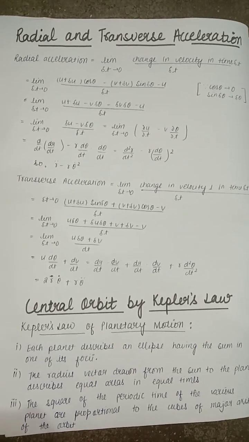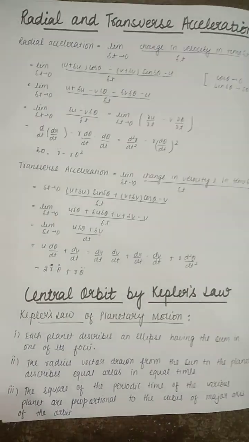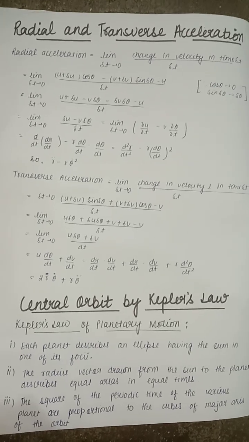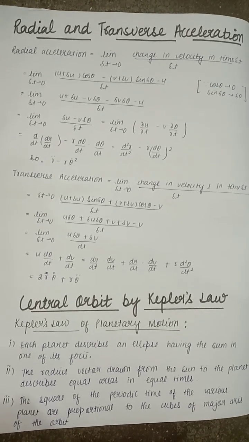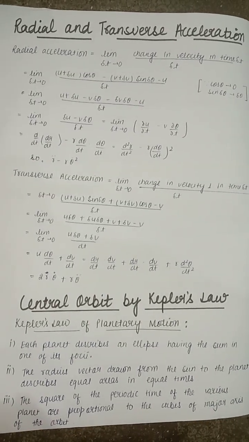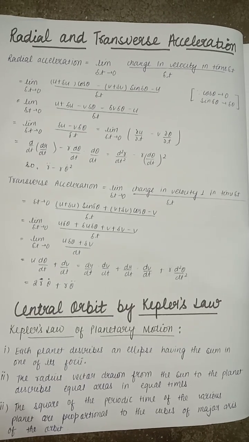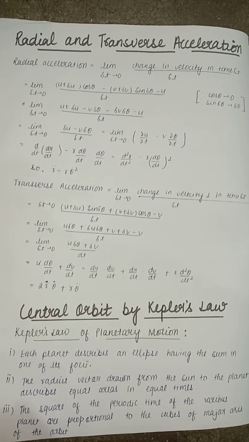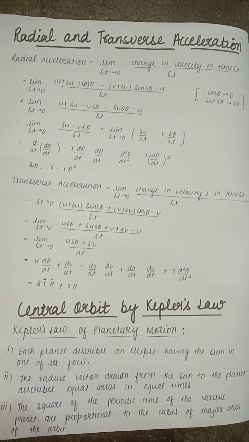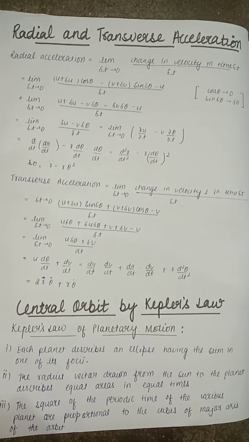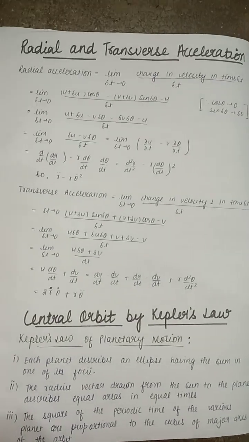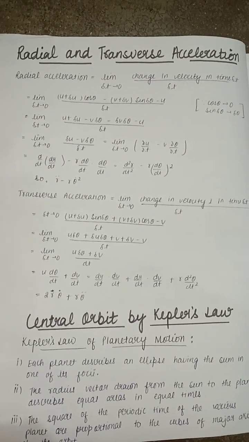Central orbit by Kepler's law. Kepler's laws of planetary motion. Kepler's first law: each planet describes an ellipse having the sun in one of its foci. Second, the radius vector drawn from the sun to the planet describes equal areas in equal intervals of time. Third, the squares of the periodic times of the various planets are proportional to the cubes of the major axes of their orbits. Hence, we completed the topic.